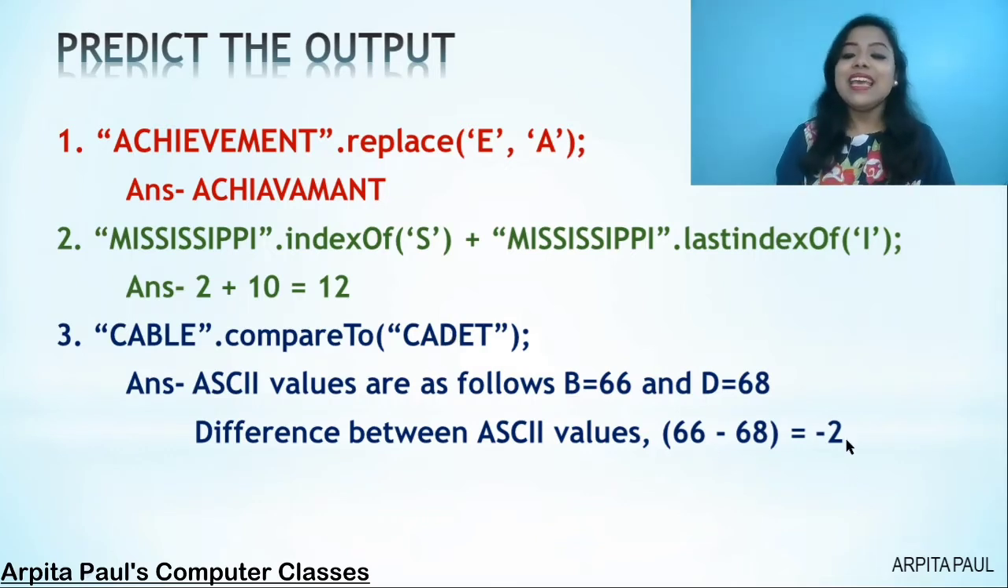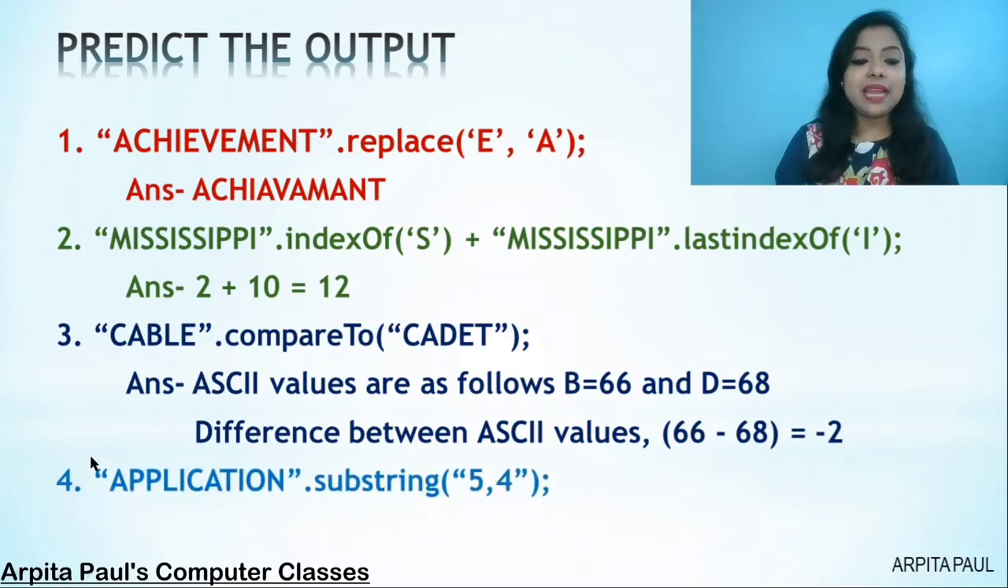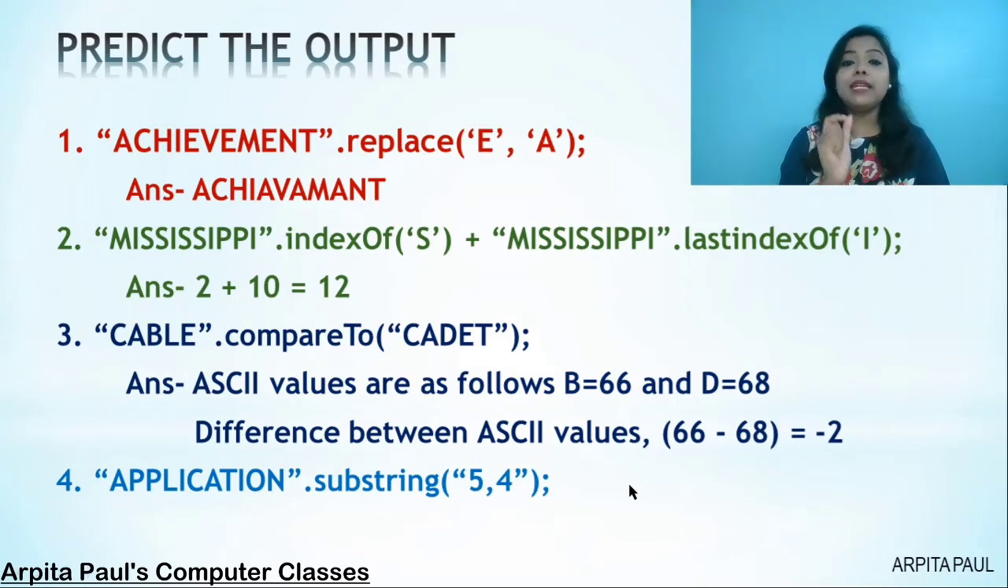For B and D, the difference will be written, and it will be minus 2. Okay. Now let's move on to the next example, that is "application".substring(5,8)... with 5 comma 4 as given. Substring means we will take out a small string out of a long string. So from application, we will take out a small string. And 5 means the starting index value. So we have to reach up to 5: 0, 1, 2, 3, 4, 5. So it will start printing from C. But when we mention the 4 here, it will print one character less.